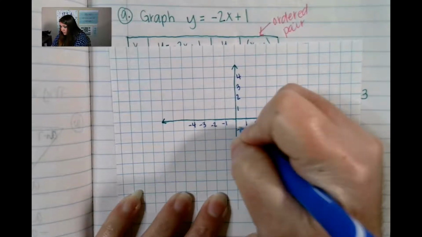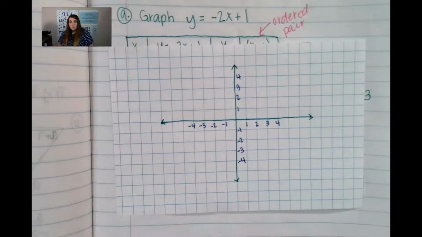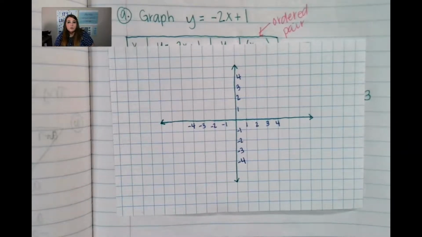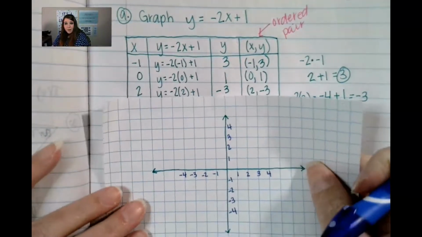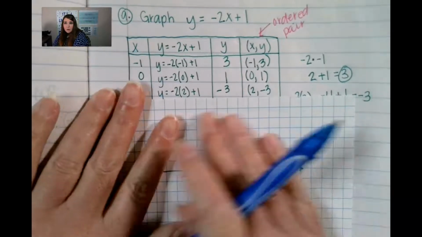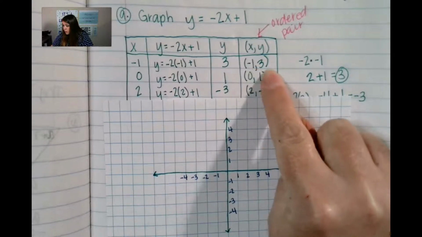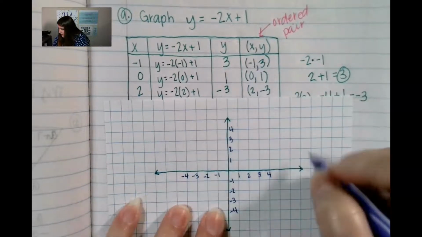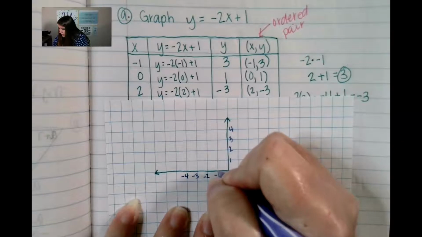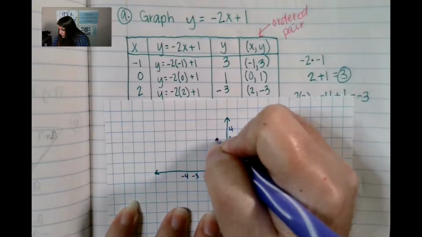And then down below we have negative 1, negative 2, negative 3, and negative 4. You can keep going if you want on your graph, that's totally fine, but that's all we really need. So now we're going to use our table of values to help us put dots on our graph. So our first ordered pair here is negative 1, 3. So I'm going to find negative 1 on my x, which is right here, and then I'm going to go up on the y 3 places and put a dot.